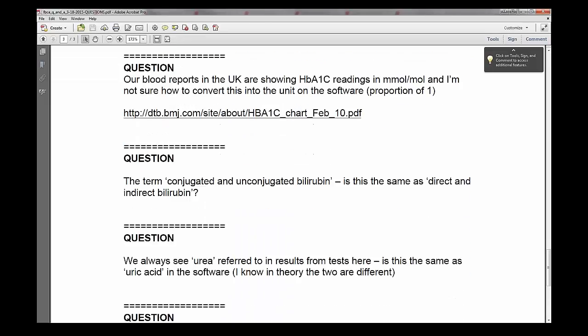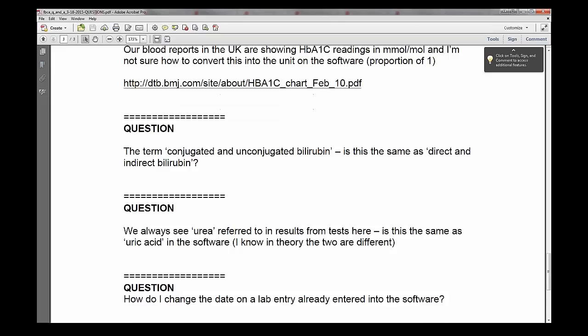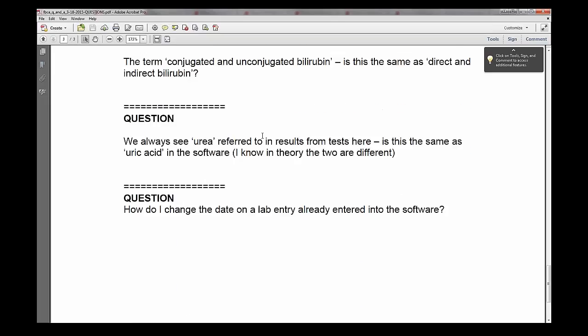The terms conjugated and unconjugated bilirubin, is this the same as direct and indirect bilirubin? Yep. Direct bilirubin is conjugated, indirect is unconjugated. We see urea referred to in results from tests here. Is this the same as uric acid in the software? No, it's not. It is not uric acid. It is blood urea nitrogen, or BUN.